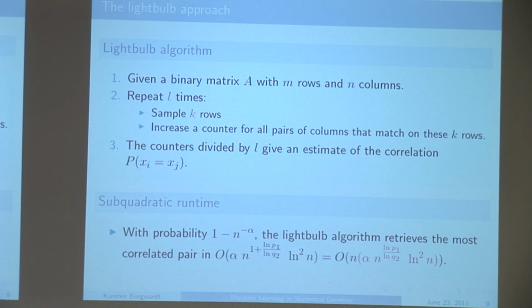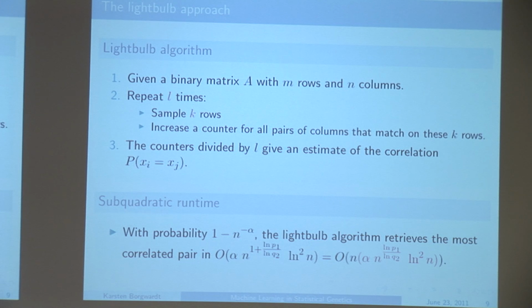You can often set it just to 1. N is the number of SNPs in our setting. I said this is at least 10 to the 5 in our data sets. So the probability with which we return the most correlated pair approaches 1 very rapidly. So it's very much close to 1.